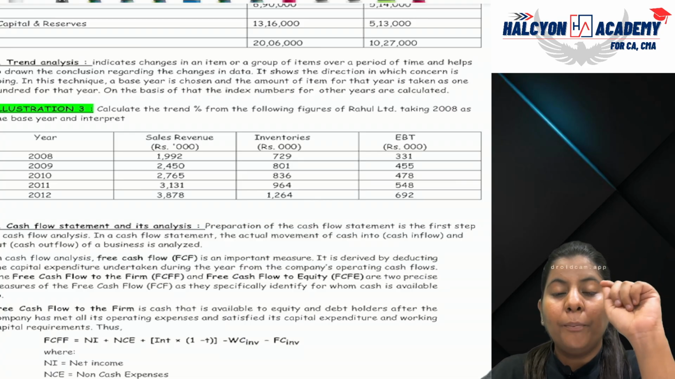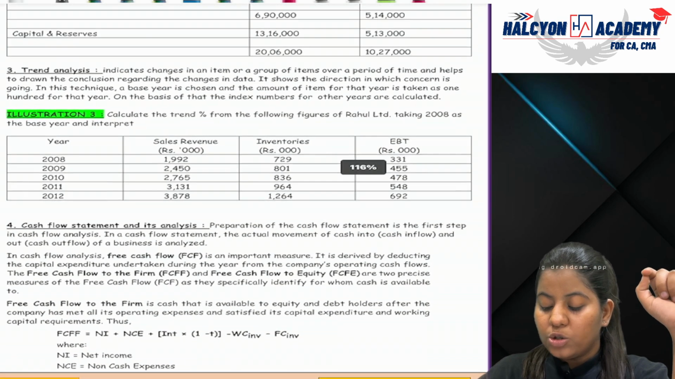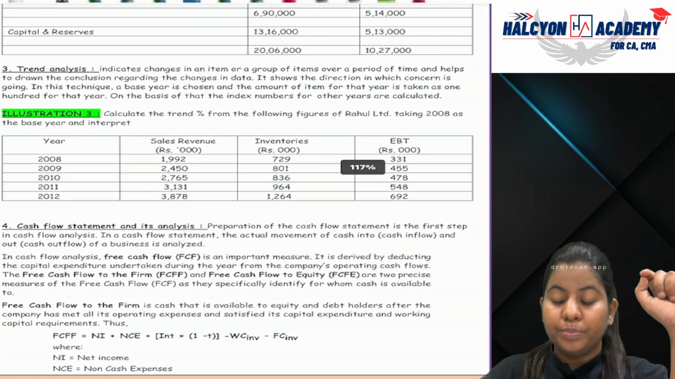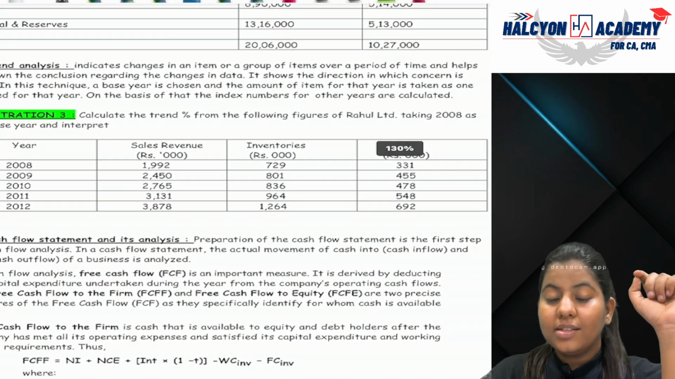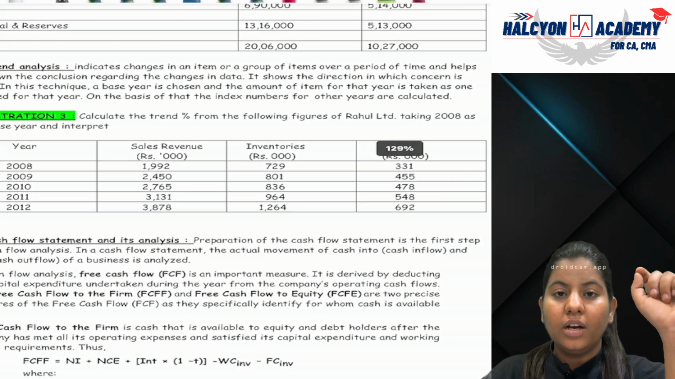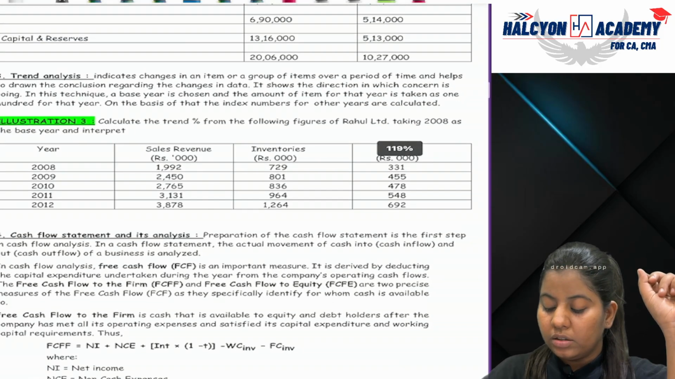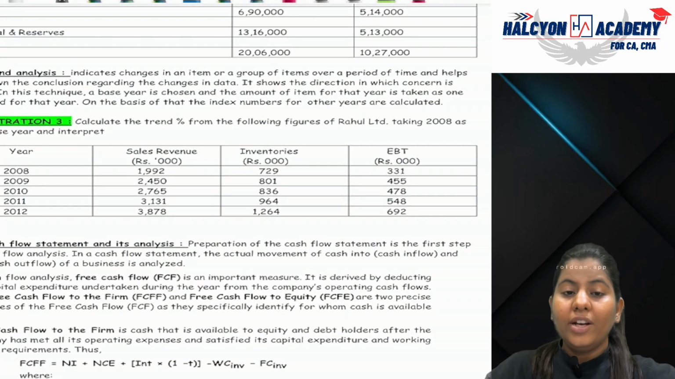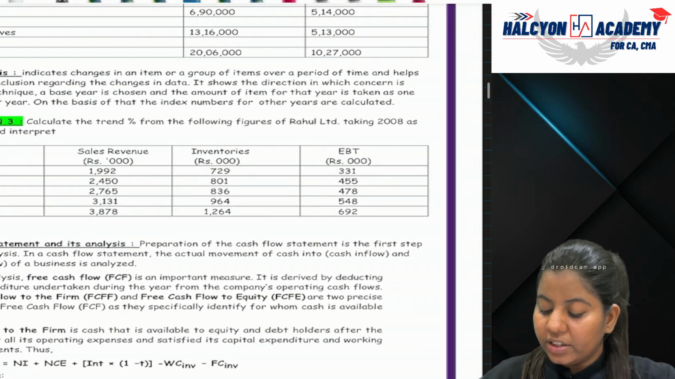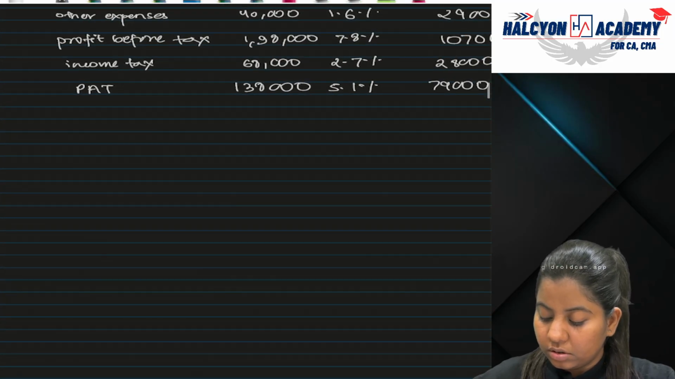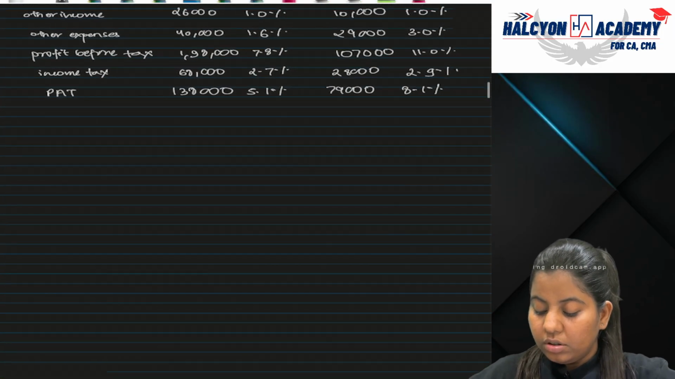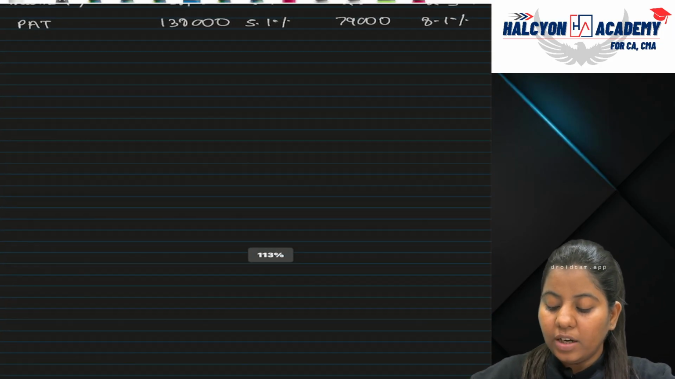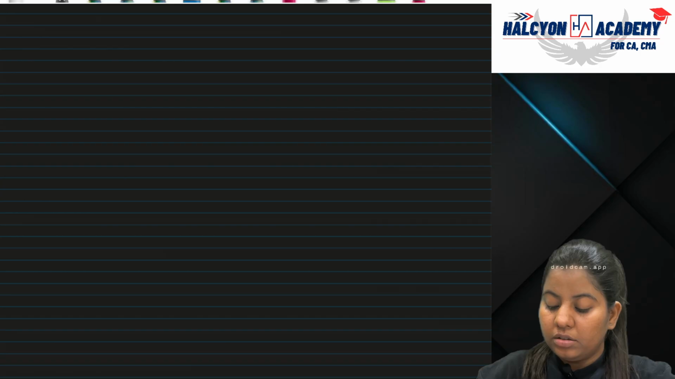Here also we are comparing, but only for a single element. We are comparing a single element only. It will be clear with the example. In trend analysis, we find out the trend if there is any growth or decline in a particular element.